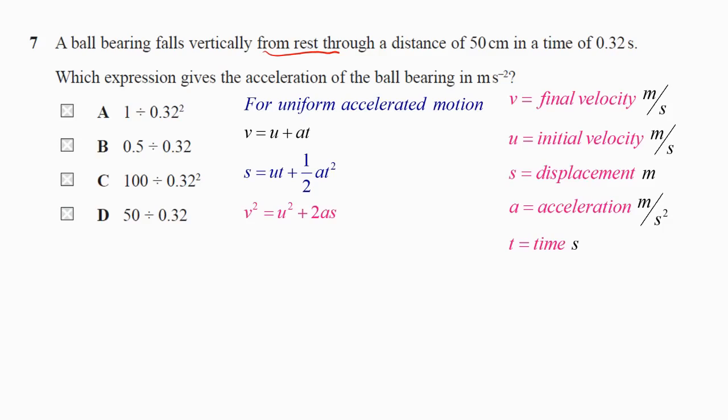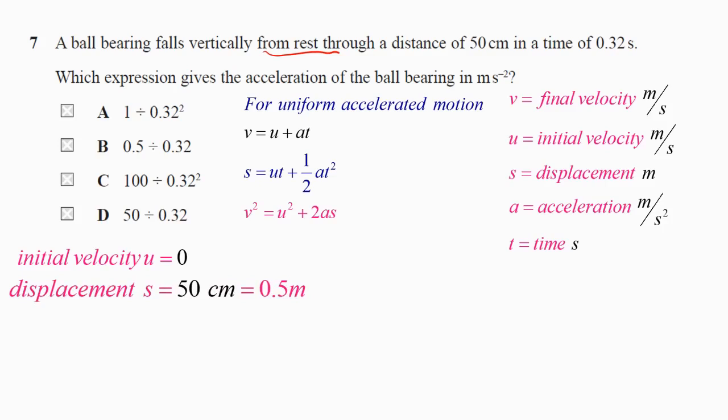Okay, so what about in this question? In this question, they're given the initial velocity u equal to 0. Why do we know the initial velocity u equals 0? Because the ball bearing falls vertically from rest. The motion is initiated from rest, so the initial velocity is 0. Right? Then what about the displacement?